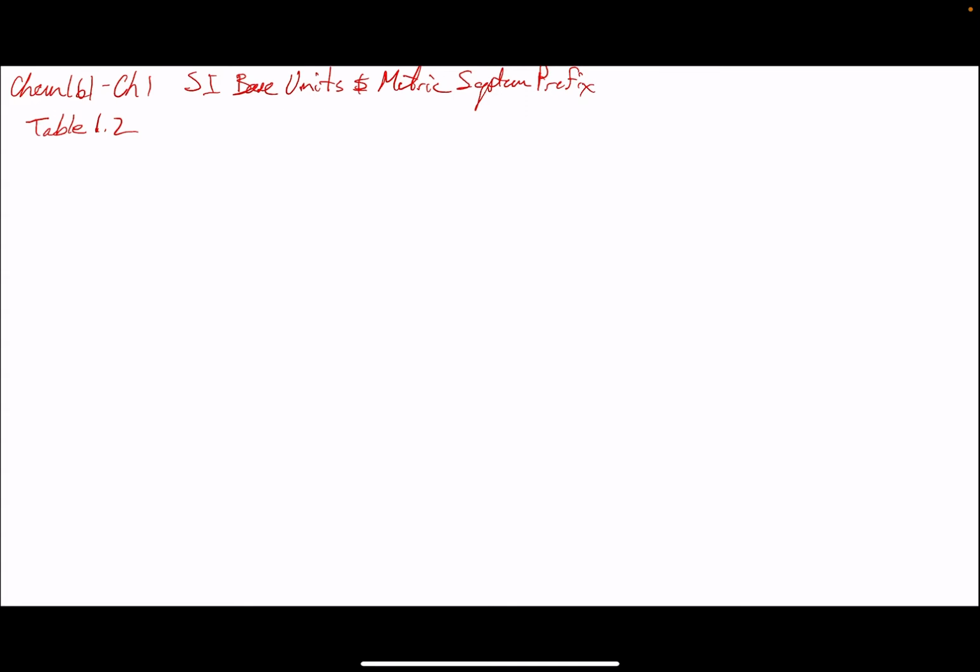Okay, so you'll see here that this table largely lists quantity or dimension as the first column. Next, there's the unit name. So let's start with some of these as we complete our table.